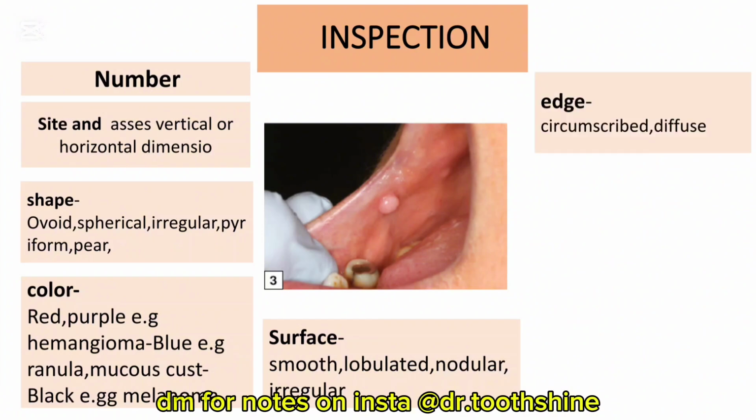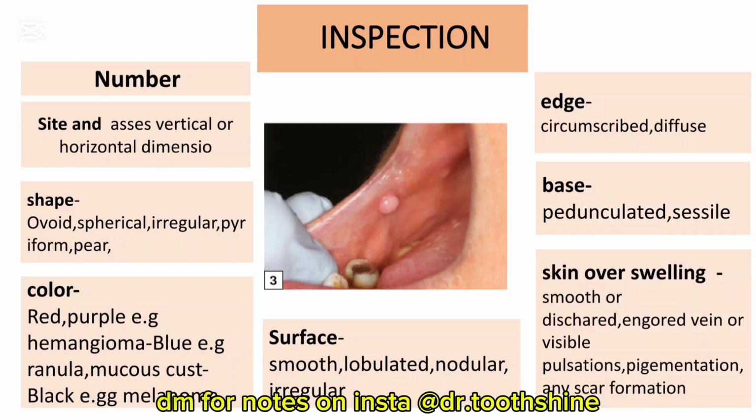Next, we will look at the edge. Inspect the edge. How is the edge? It is circumscribed or it is diffuse. Next is the base. The base of the swelling is pedunculated or sessile. Next is the skin over the swelling. What is the skin like? The skin is smooth, or discharging, or has engorged veins or visible pulsations. Then there is pigmentation and any scar formation.